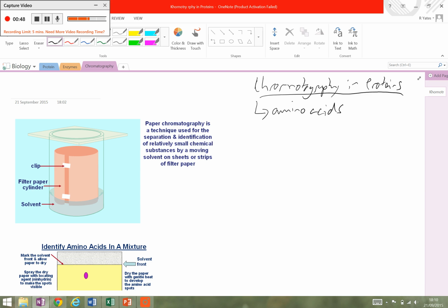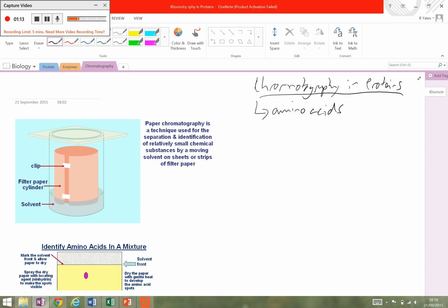Essentially, chroma means colour, and it's basically a way of separating proteins, pigments within certain chemicals out to see what they consist of. Useful for things like forensics. You can analyse pigments in ink. You can analyse pigments in blood. Things like that. So it's really useful. So we're just looking at amino acids. It's a new bit to the spec.